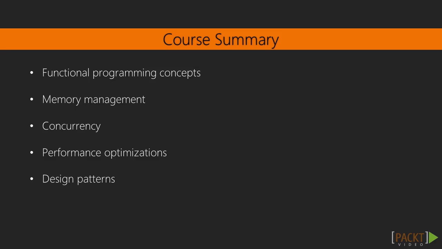In this course, we've looked at functional programming concepts like extensions, generics, higher-order functions, sequences, and generators. We then moved on to memory management, where we learned how to profile our code using Instruments. Next, we saw how we can interoperate with other languages like Objective-C, C, and even C++. We looked into concurrency and asynchronous programming, followed by ways in which we can improve performance. Finally, we looked at how design patterns can solve common programming problems.